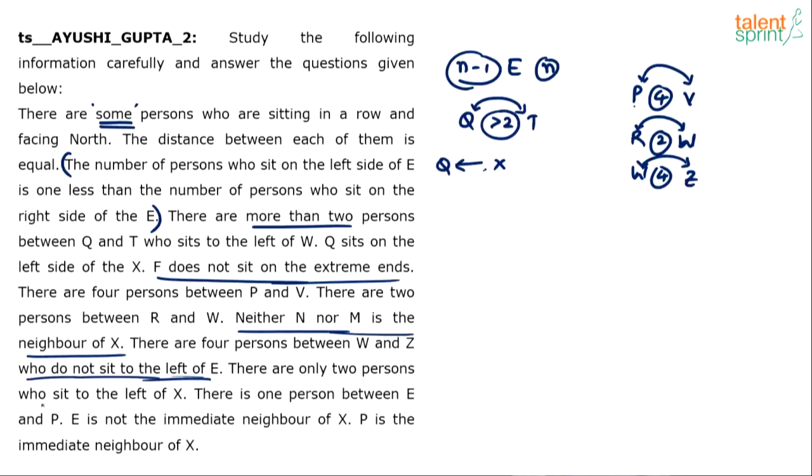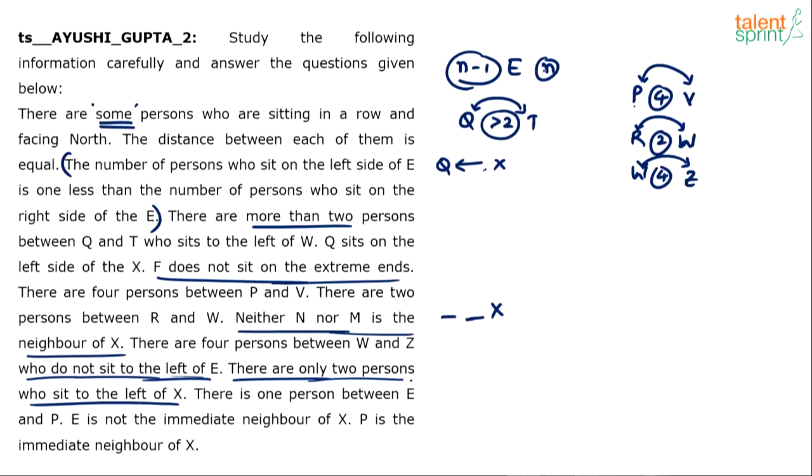There are only 2 persons who sit to the left of X. Now this is, I think, a very concrete piece of information. So I now know the starting point of the arrangement. I would start with this point. For me, this is the starting point. There are only 2 persons on the left side of X. So let's say if X is here, there are going to be only 2 persons on the left side of X. How many persons will be on the right side of X is not known, but on the left of X, there are going to be only 2 persons.